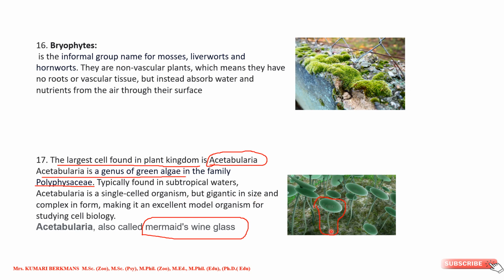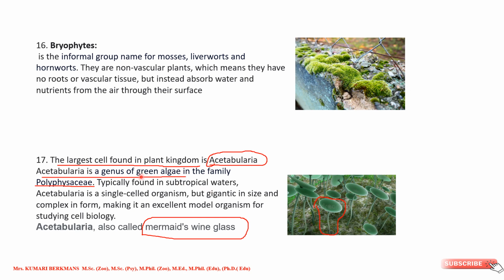This is a single cell but it is gigantic in size and complex in form, making it an excellent model organism for studying cell biology. This makes cell biology very easy, because we can study very easily what is present inside the cells. So it helps a lot to study.